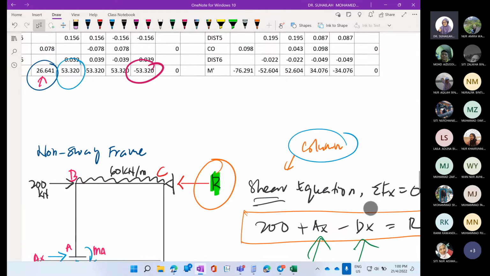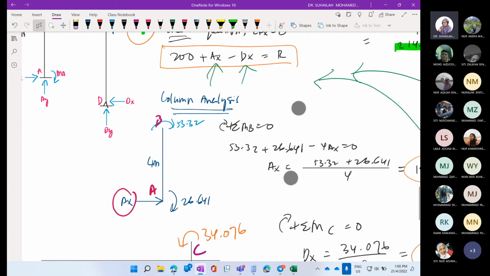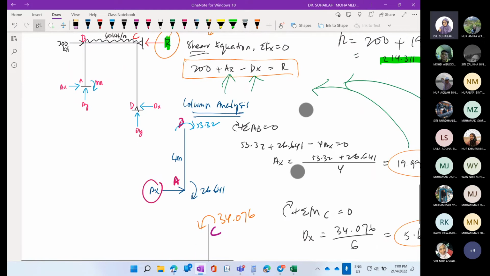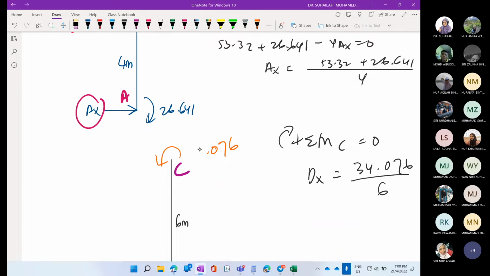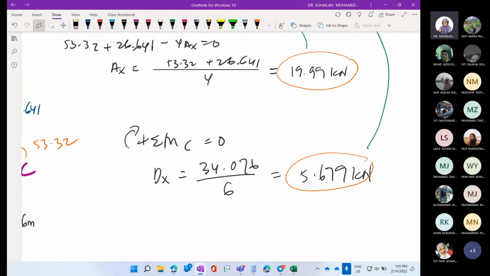It is 53.32, right? Open back. 53.32, it is negative. $53.32. So this will be 53.32. So calculate again. This one.